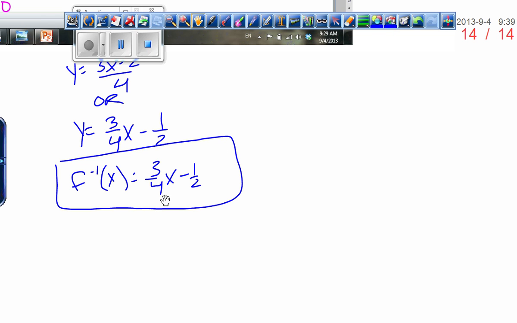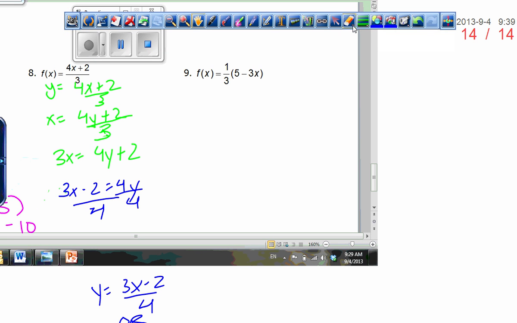It's just this is graphable, and I don't really know how to graph that. Okay, number 9, the hardest problem on here. y equals 1/3 times 5 minus 3x. Next step, switch x and y, so x equals 1/3 times 5 minus 3y.